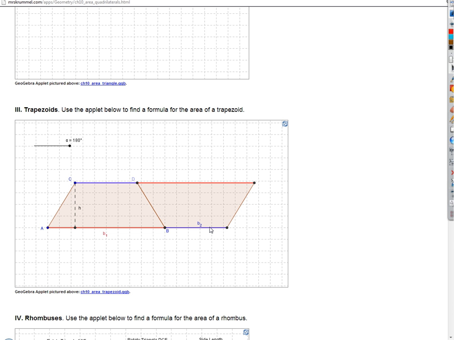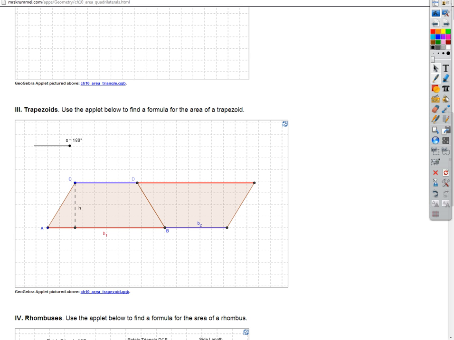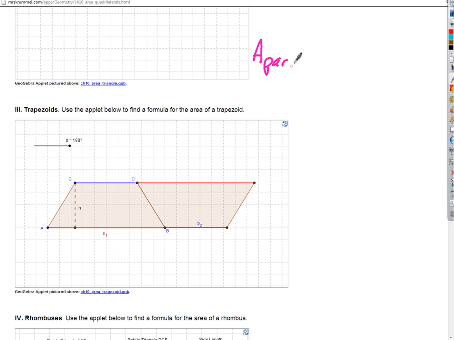Yeah, one red base plus one blue base. So B1 plus B2 is the base of the whole thing, right? What's the height of the whole thing? Just h. So the area of that parallelogram then, the area of the parallelogram must be 1/2 times the base times the height. So 1/2 times height, or I could put the base first, it doesn't matter, times my new base, which is both of them combined. B1 plus B2, right?